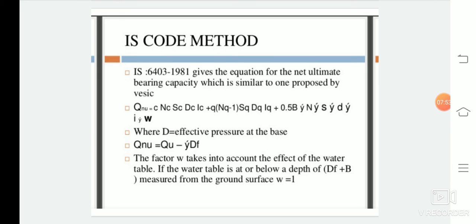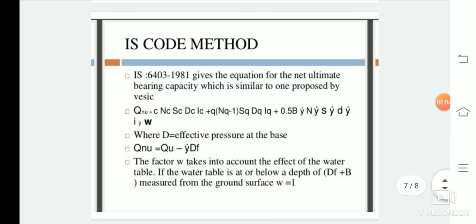The value obtained from the IS code method, that is qnu equals c Nc sc dc ic plus q (Nq minus 1) sq dq iq plus 0.5 gamma B N gamma s gamma d gamma i gamma, along with a factor W.